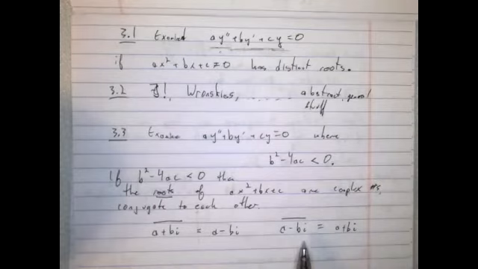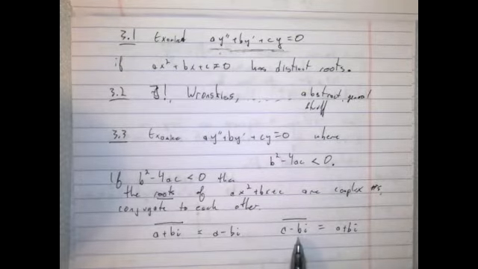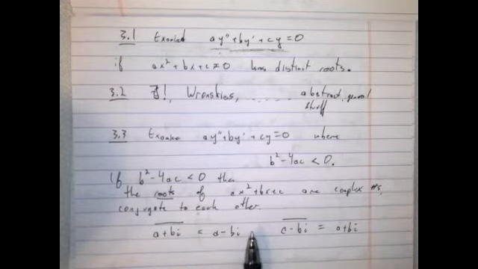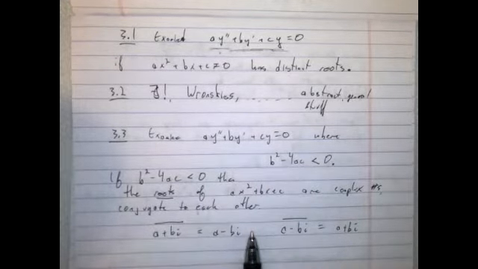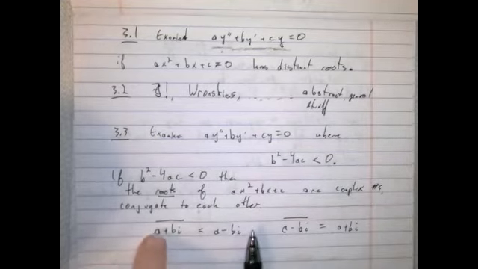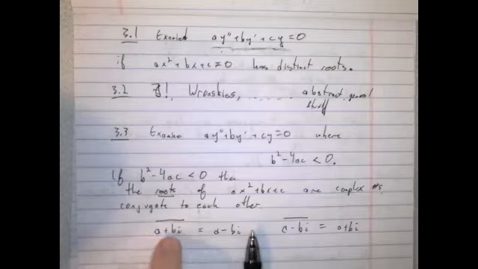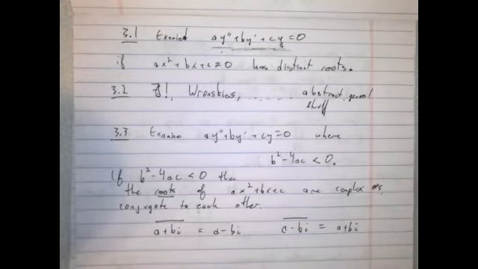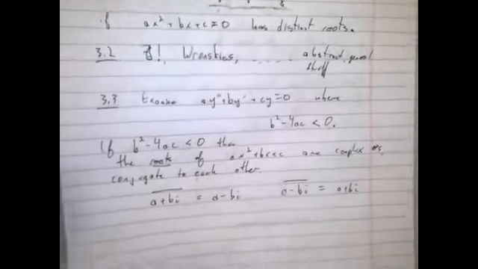So you're just multiplying the coefficient of i by negative 1. What's the complex conjugate of a real number? Itself? Yeah, it's just itself, because any real number can be written as a plus 0i, and when I go from a plus 0i to a minus 0i, I haven't changed the number at all. Very good. Okay.